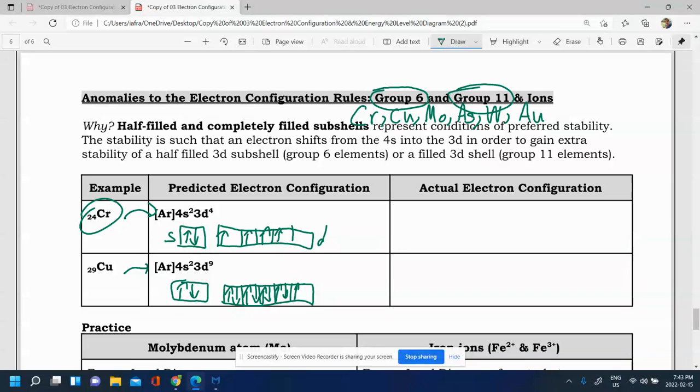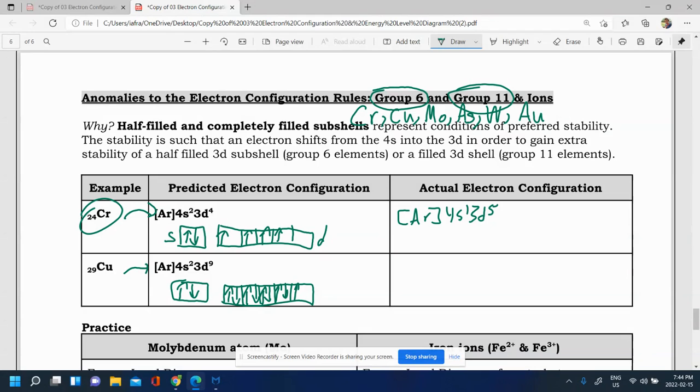However, the actual experimental electron configuration is as follows. For chromium, rather than being 4s2, 3d4, we have argon 4s1, 3d5. So that's for chromium.